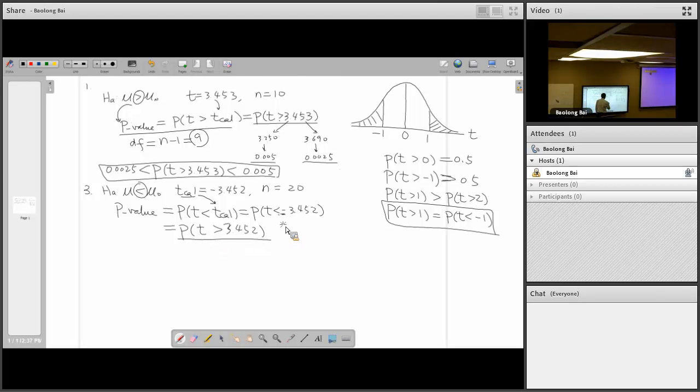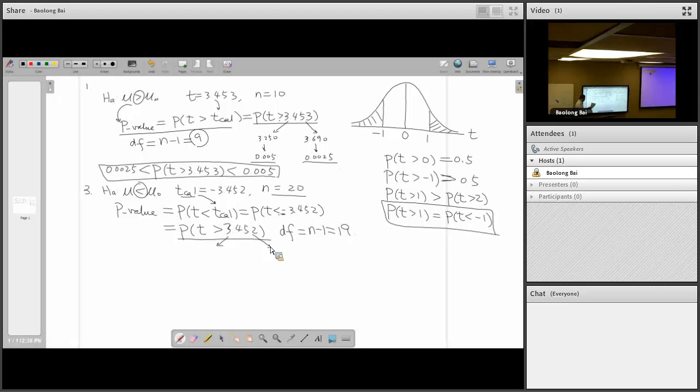Then don't forget, we need to check the degree of freedom. The degree of freedom will be n minus 1. N is 20, minus 1 is 19. Okay? So then we check 19 degree of freedom. Look for 3.452 on that row. 19 degree of freedom, 3.452.